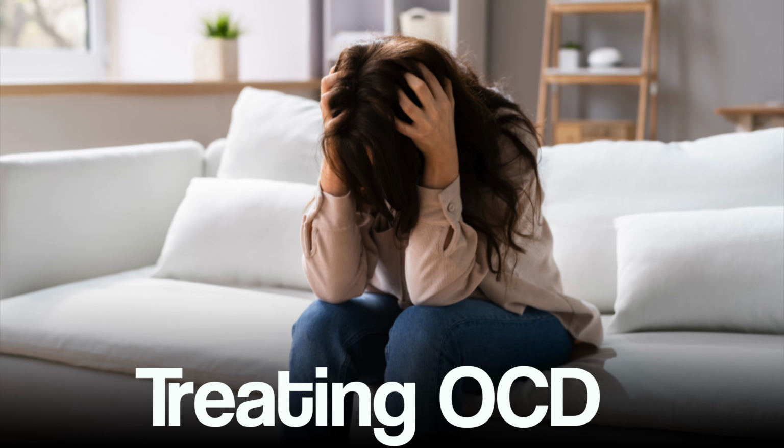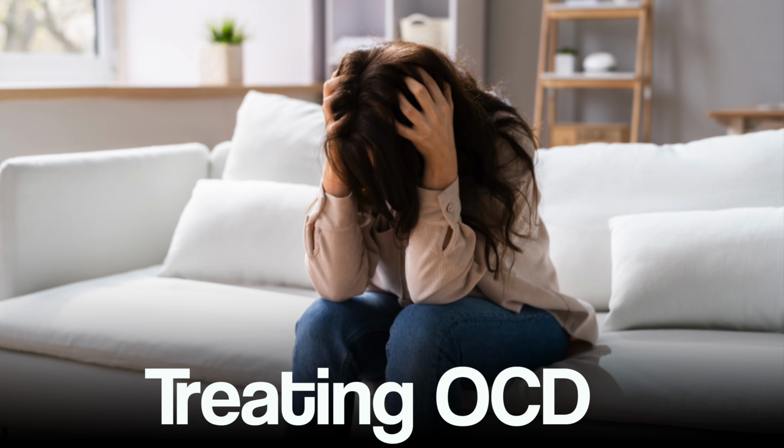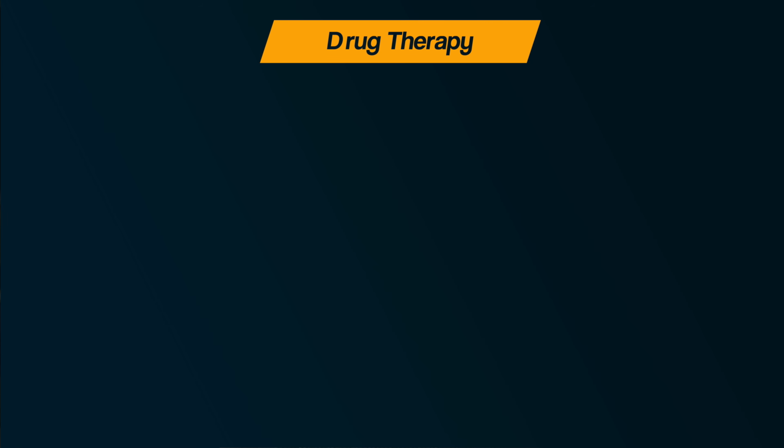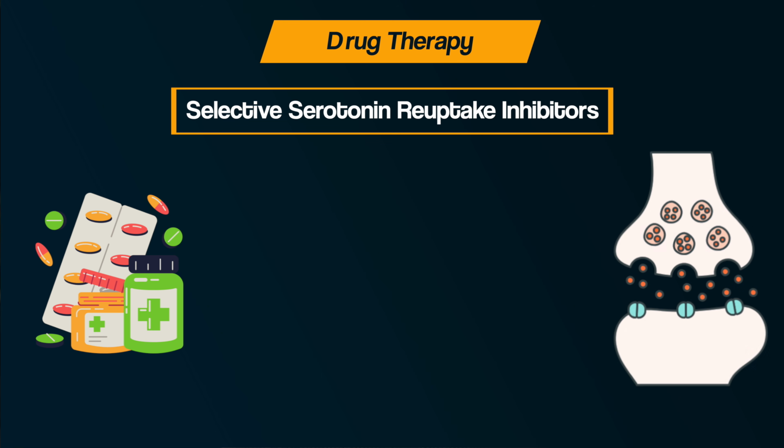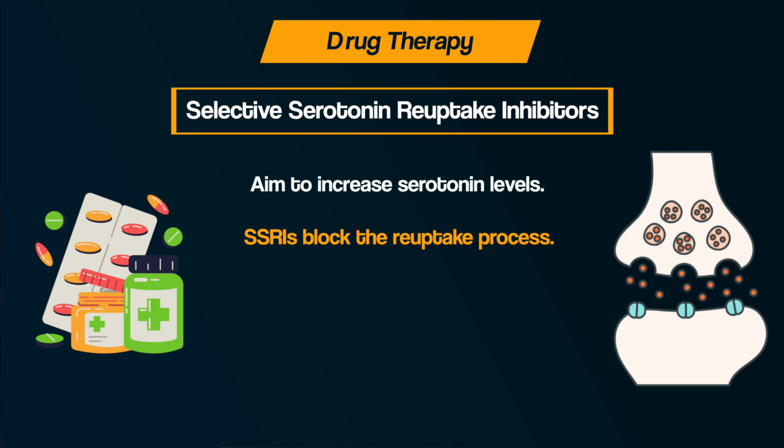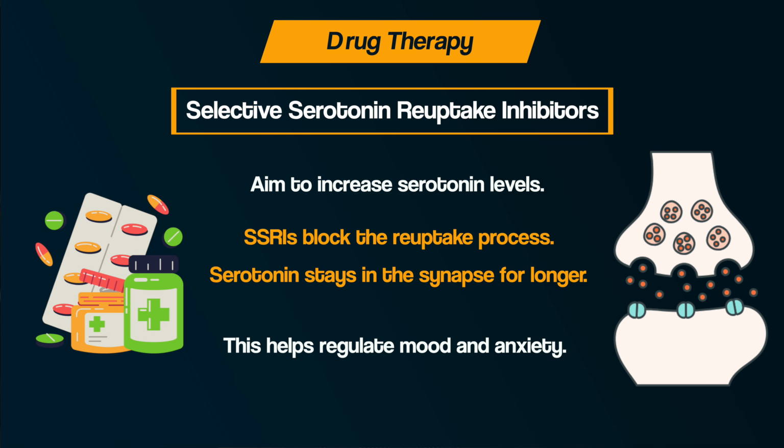The final part is the biological treatment of OCD, which is drug therapy. One drug used to treat OCD are called SSRIs, which stand for selective serotonin reuptake inhibitors, and are a common drug treatment for OCD that work by increasing serotonin levels in the brain. They do this by blocking the reuptake process, meaning serotonin stays in the synapse for longer, allowing for improved communication between neurons. This helps regulate mood and anxiety, reducing the obsessive thoughts and compulsive behaviours characteristic of OCD.